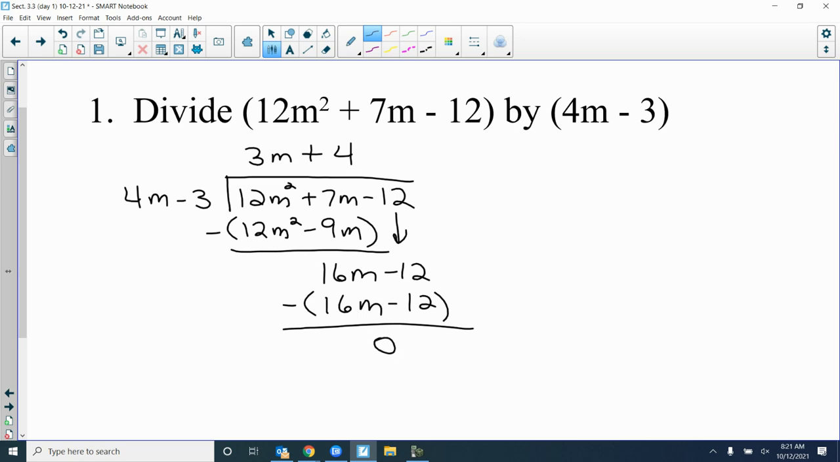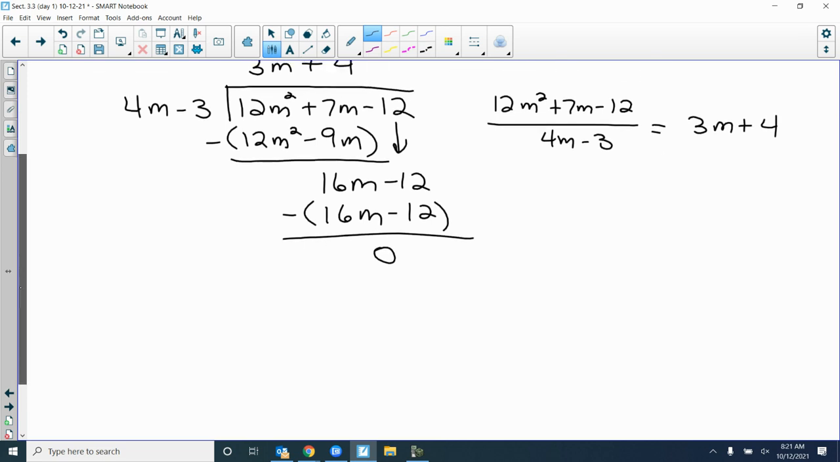0. So 12m squared plus 7m minus 12 divided by 4m minus 3 equals 3m plus 4. That also means that 3m plus 4 is a factor of that because it did not have a remainder. And it also tells us what 3m plus 4 times 4m minus 3 gives us: it gives us that original. Not all of them work out to a remainder of 0.